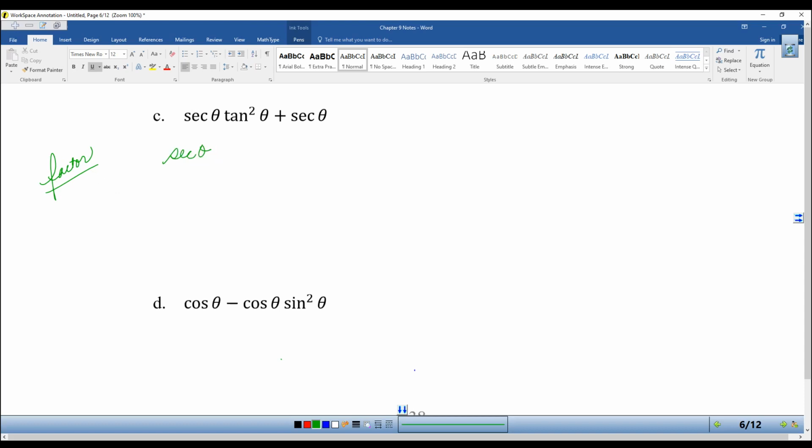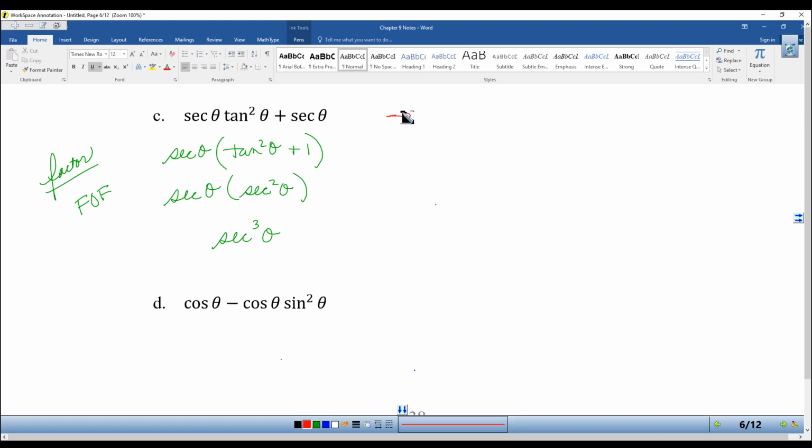So secant of theta, I'm going to factor out. Leaves me with tangent squared theta plus 1. And now I'm going to use my identity. Like I said, if you ever see a tangent or anything squared and a 1, go over to your Pythagorean identities. And sure enough, this is secant squared. And that gives me secant cubed theta.